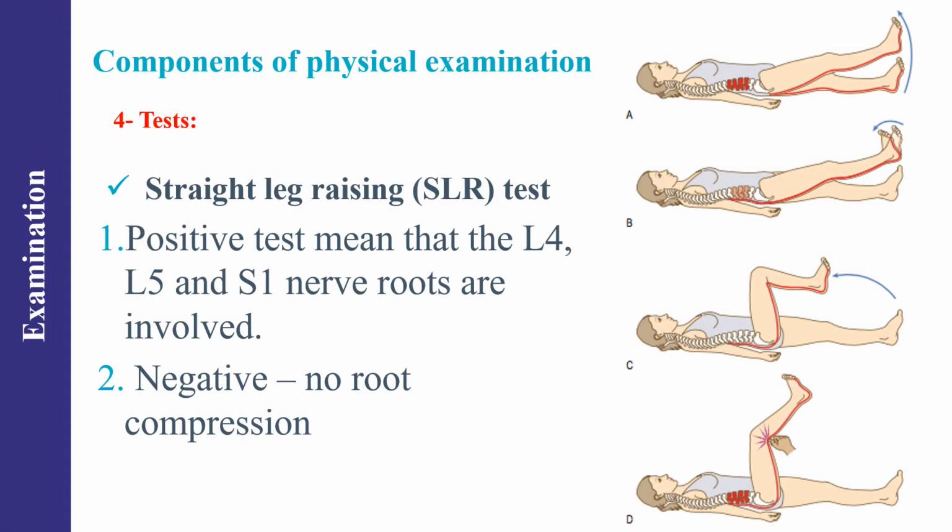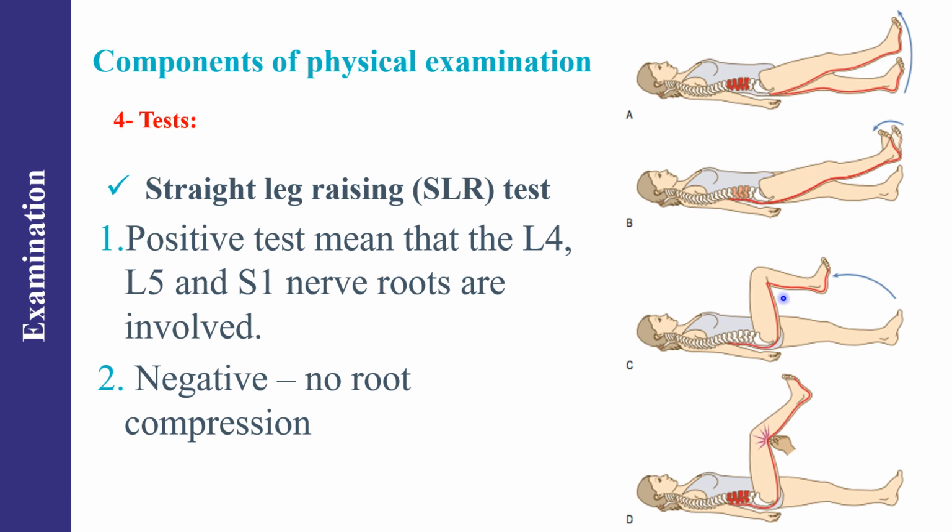So next comes the easier one, the test. The most commonly done test is the straight leg raising test. Ask the patient to lie supine and lift one leg. Normally, if the patient doesn't have pain up to 70 degrees, that means the test is negative and there is no root compression. Suppose the patient has pain at the 30-degree level. Stop at that level, then dorsiflex the foot. That will aggravate the pain and you can be 100% sure that there is root compression.